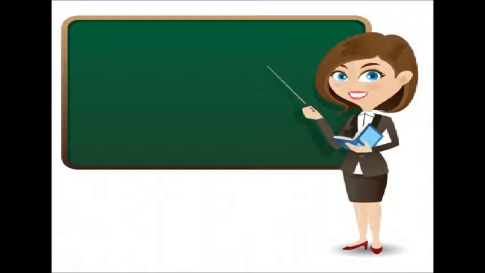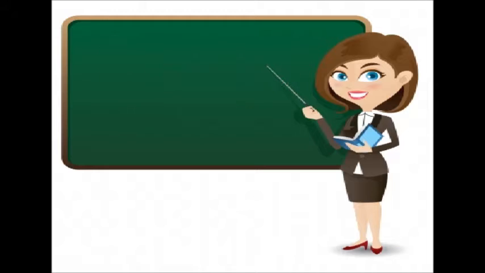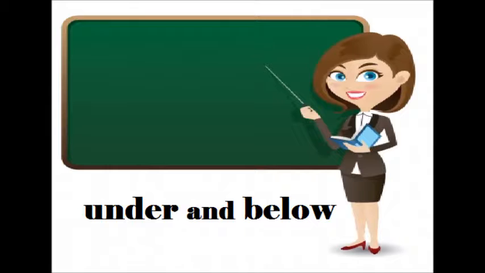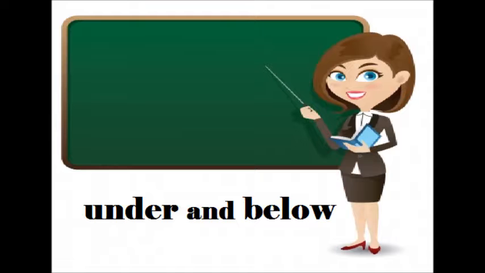Alright, now for our last sentence, let's hit it up, shall we? Hide blank your bed and hope that the killer will not find you. Now that we've discussed above and over, I bet it's easier now to guess that the answer for this sentence is under and below. Like over and above, under indicates a contact between the trajectory and the landmark, while below indicates being somewhere lower than the trajectory, but it is not specified where specifically.